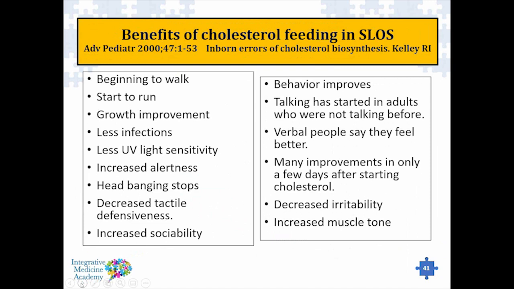Well, the same thing can apply for other people, and one of the groups is the autistic kids. Sometimes I've actually seen improvements in socialization, improvements in behavior, less defensiveness, less aggression by giving cholesterol supplementation.